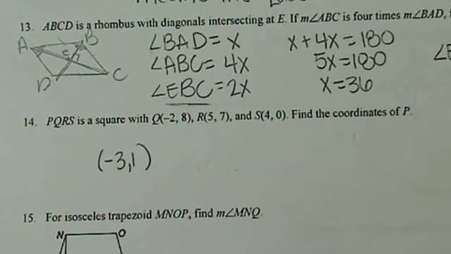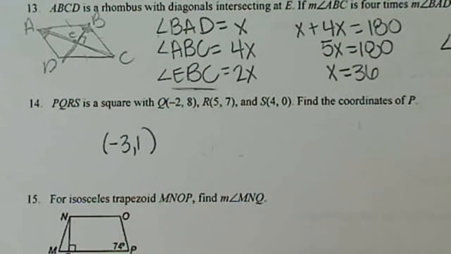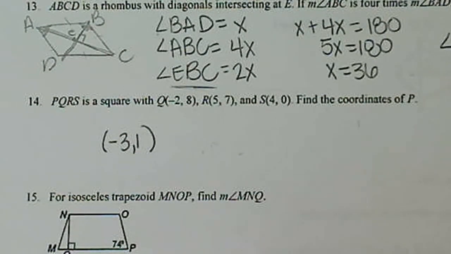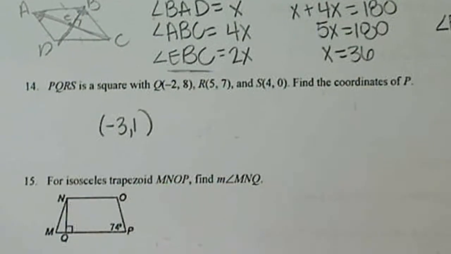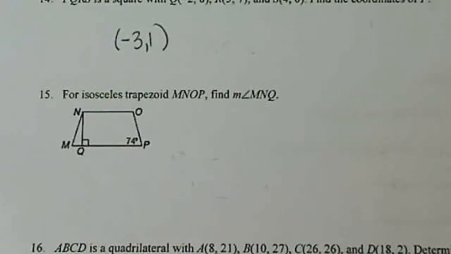Awesome. Make sure you also know the conditions for a square in that it has to be a rhombus and a rectangle, because sometimes you may not be able to just use the slope. You may have to do what we did in class yesterday, which was use the diagonals. So make sure you know those conditions also.